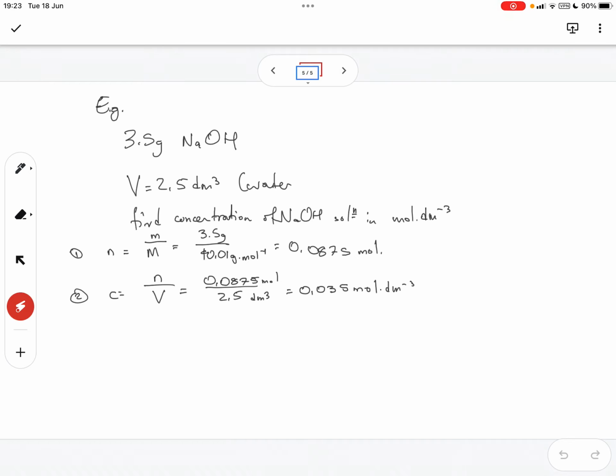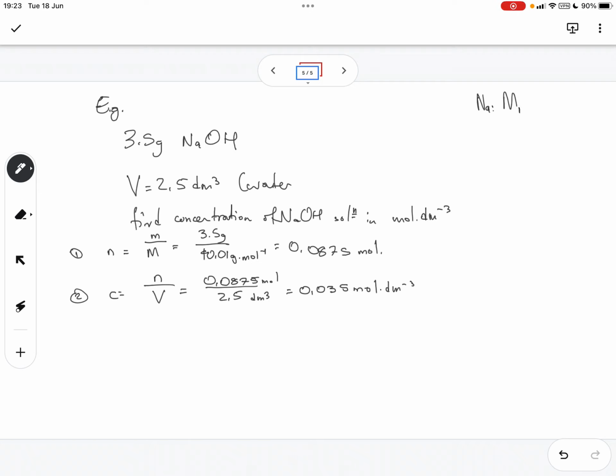All right, so where was I? Yes, we start off first by looking at the number of moles of sodium hydroxide. And we can start by working out the molar mass of sodium hydroxide.